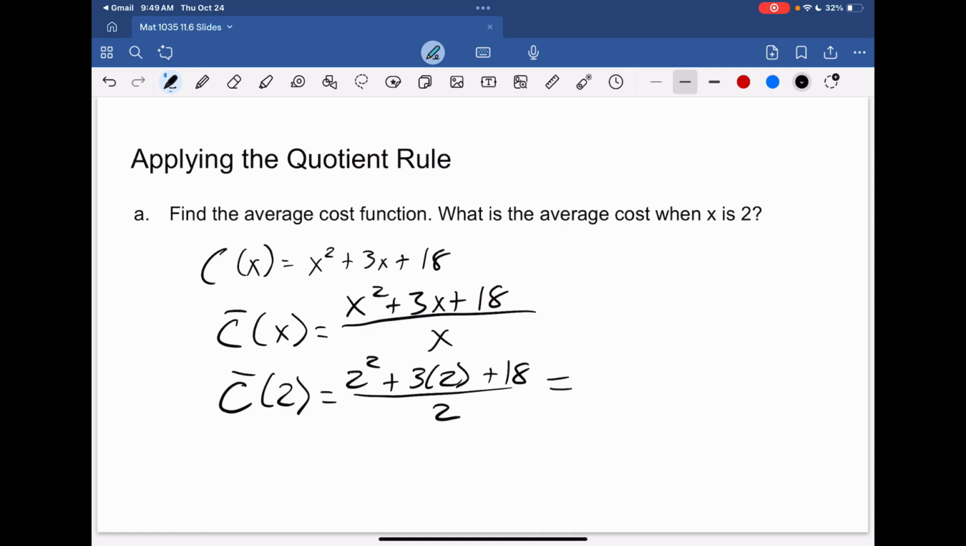Plug it in the calculator, and you're going to get 14. And we're talking about money, so we'll say it's $14. So this tells me that if I want to produce 200 items, it's going to cost me an average of $14 per item. That may help me with how I want to price my items, or if I need to hire more people, whatever the costs can have an effect on. So at 200 items, it's going to cost me $14 per item on average.